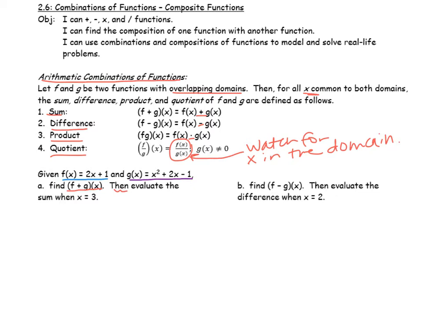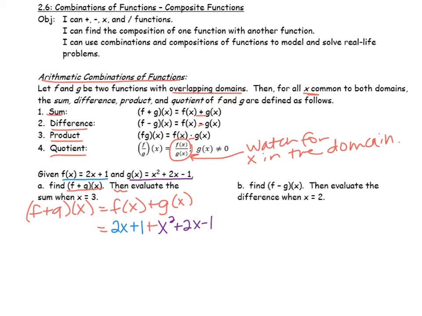The first thing we'll do is just simplify f plus g of x. By definition up above, that just expands into f of x plus g of x. And notice it's x in parentheses. We'll take each definition then and just substitute it in. f of x is equal to 2x plus 1, and g of x is x squared plus 2x minus 1. We really just combine like terms. That's all it is to add them together.